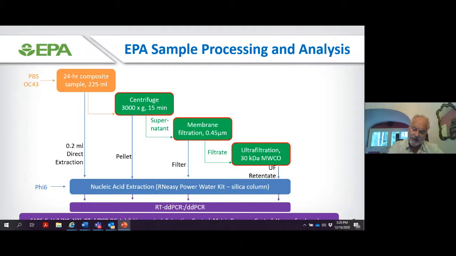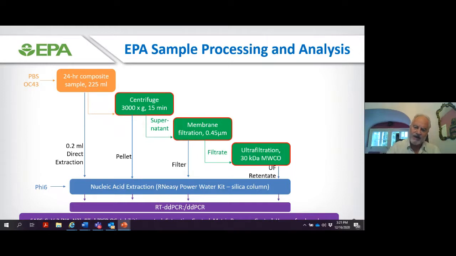So we spike a known amount of that in, then do a direct extraction of the sample without any processing, and that allows us to get a percent recovery based on how much we added in without any of these further steps. Then we will look at centrifuging the sample and getting out the large solids and looking at, are there virus particles associated with the large particles, then doing the membrane filtration and looking at viral particles associated with smaller solids, and then the remaining liquid, which could still contain viral particles because of their small size, do ultrafiltration.